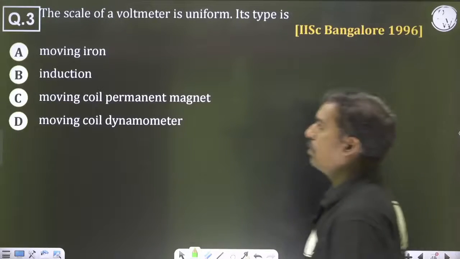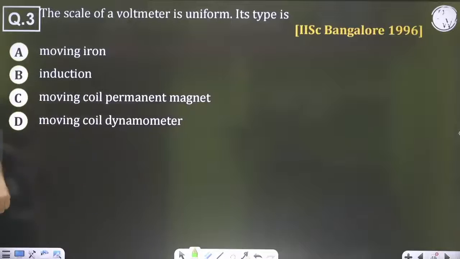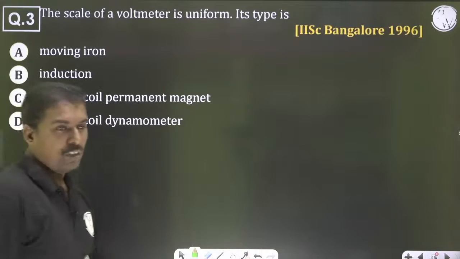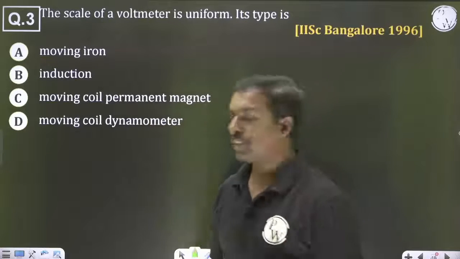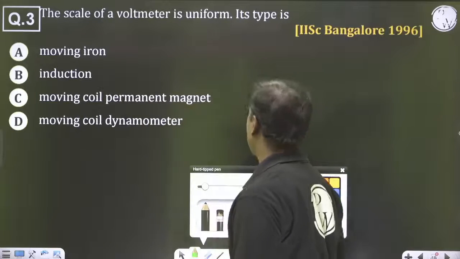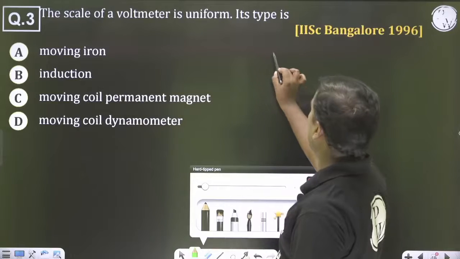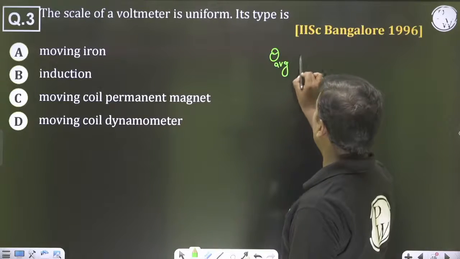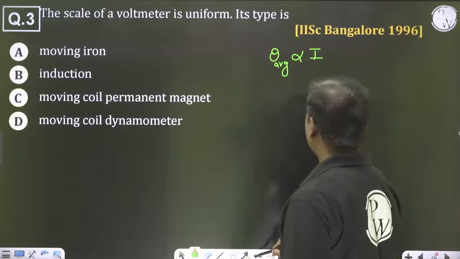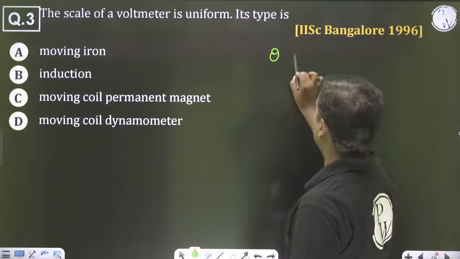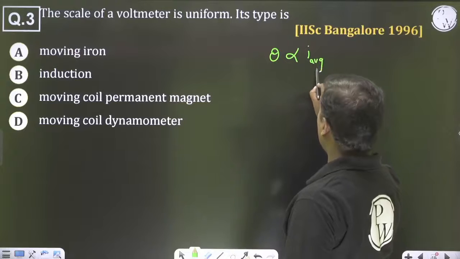Question number 3. The scale of a voltmeter is uniform. Its type is dash. Option A, moving iron. Option B, induction type. Option C, moving coil permanent magnet. Option D, moving coil dynamometer. If you see the PMMC scale, we have discussed already: theta is directly proportional to I average.